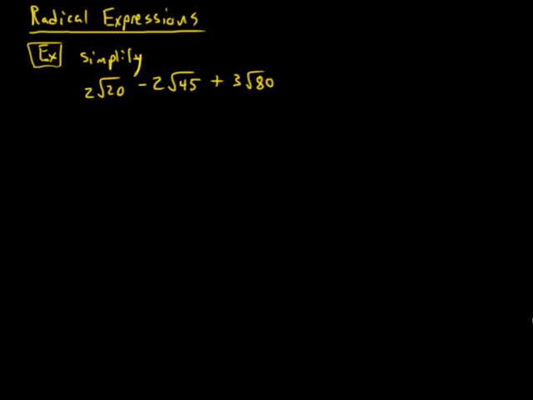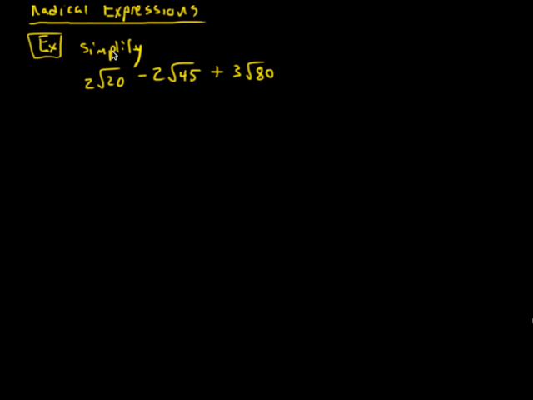Now in order to combine these as like radical terms, they need to have identical indexes and identical radicands, so the insides have to match. Currently, all of these do have the little invisible 2's as their indexes, or indices. That doesn't matter. However, they don't currently have matching radicands. So let's start by simplifying each term any way we can.